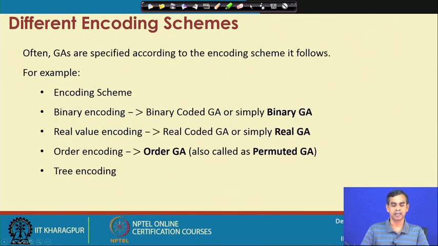First we will start with binary encoding. Before that, according to the encoding scheme that a particular genetic algorithm follows, it is termed as that GA. For example, if your genetic algorithm follows binary encoding to create the population, it is called binary GA. If real value encoding is followed, the GA is called real GA. If order encoding is followed, it is called order GA, sometimes also called permuted GA, and if it follows the tree encoding mechanism, it is called tree encoded GA.